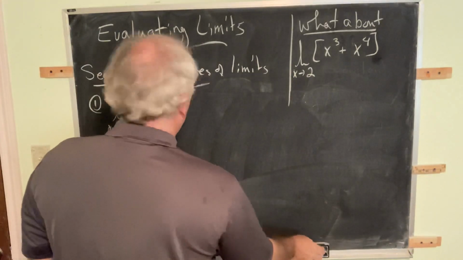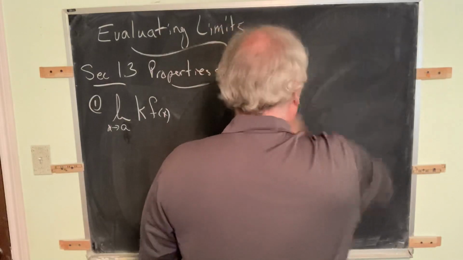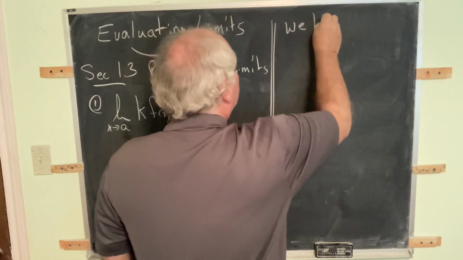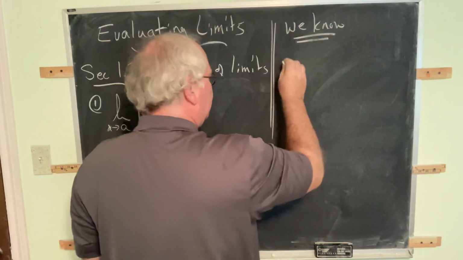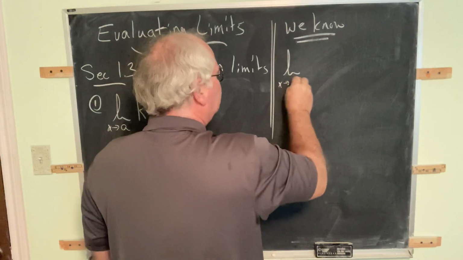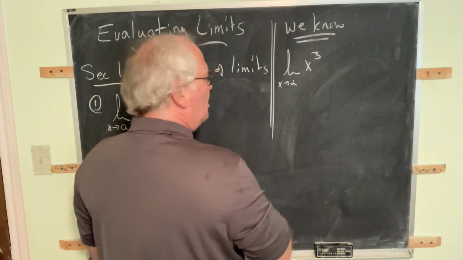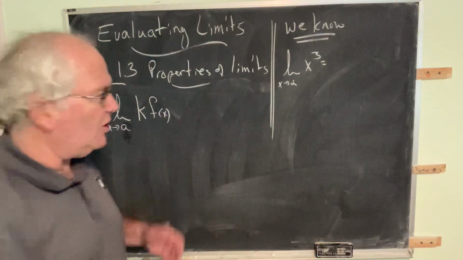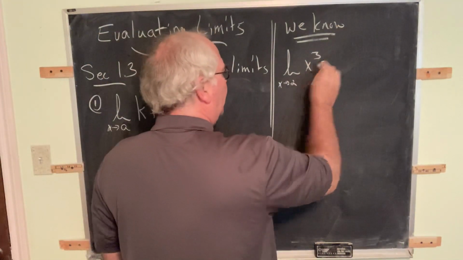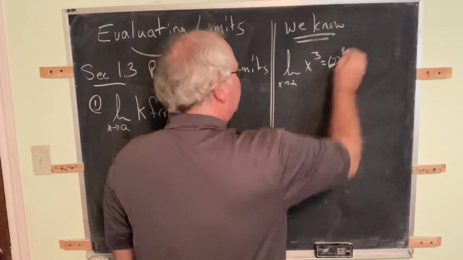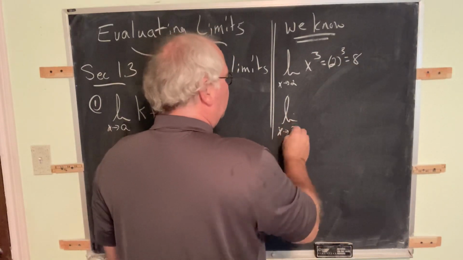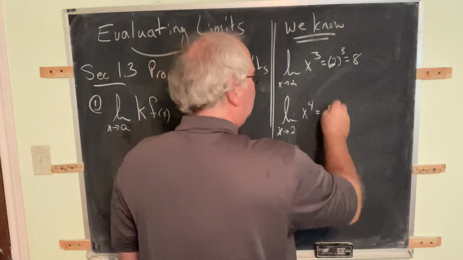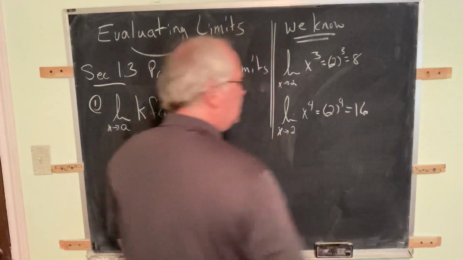Now when we do these rules, let's make this a little bit more straightforward. So we know a few things. Let's back up the truck a little bit. Limit as X approaches 2 of X to the third. We know what that is, right? We know that's rule number 3 from our previous work. This is 2 to the third power. That's 8. We know the limit as X approaches 2 of X to the fourth, right? We know that from our previous work. That's 2 to the fourth, which is 16.